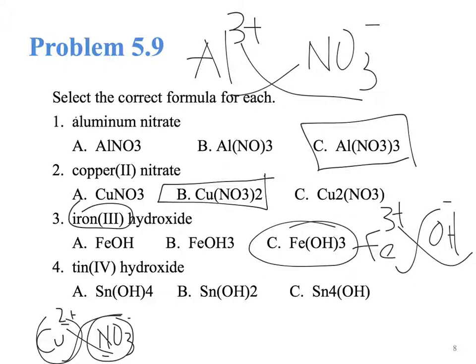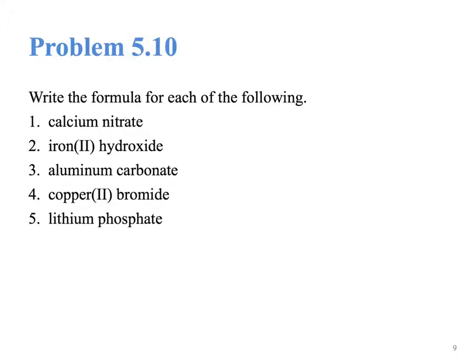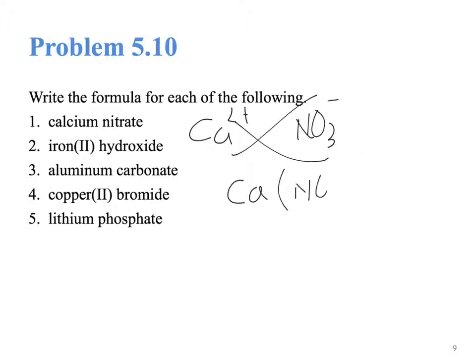And then we'll have tin 4 hydroxide. Hydroxide has a negative charge, so it will be 4 hydroxides for 1 tin. Okay, so let's do this one now. Calcium nitrate, so we know that calcium has a +2 charge. Nitrate has a -1. Flip the numbers, so it will be calcium nitrate.